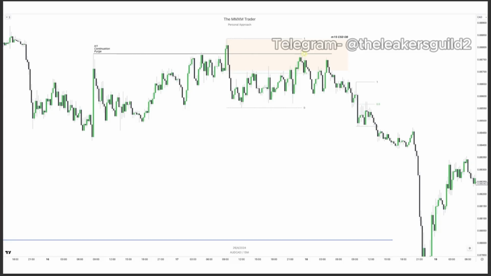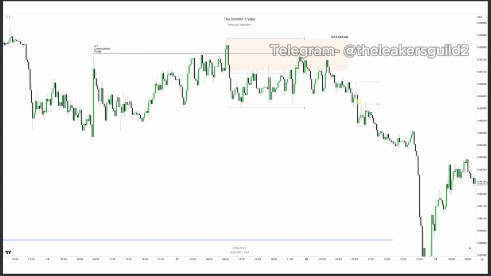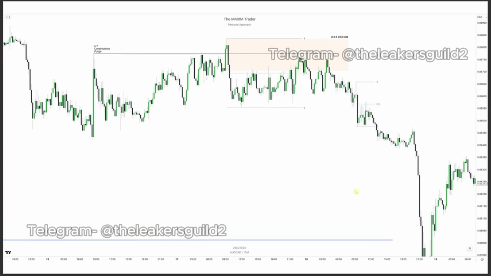Price comes back into that order block, into premium above the 50% retracement level, and then continues down lower. You can see the same thing happening over here. We have a set of up close candles here in premium. Price wicks into it and then continues down lower, all the way down to the sell side.